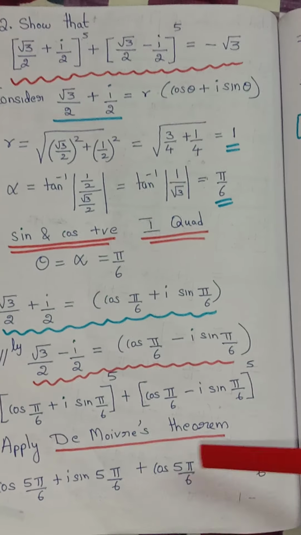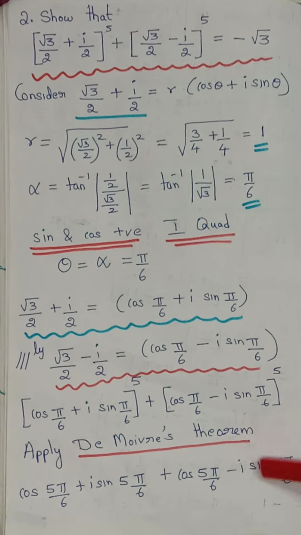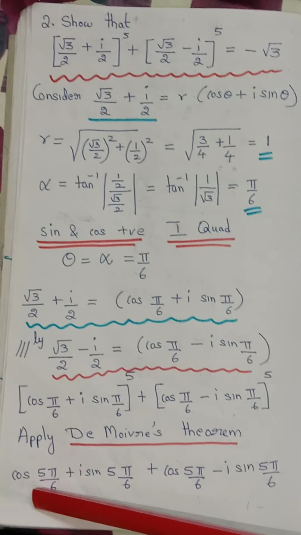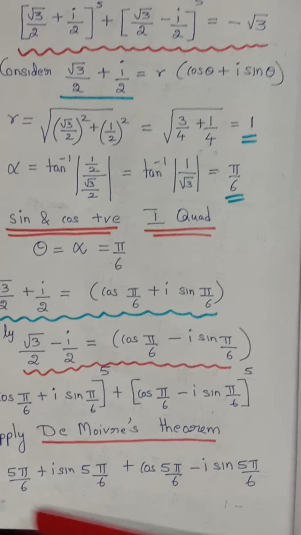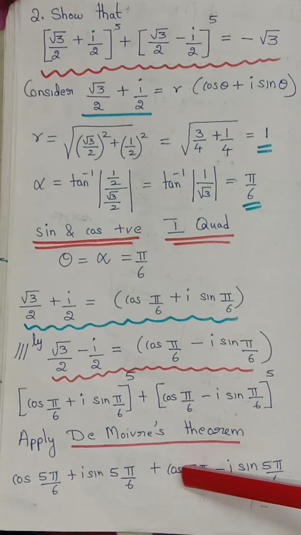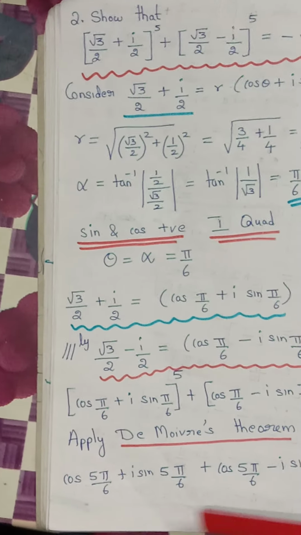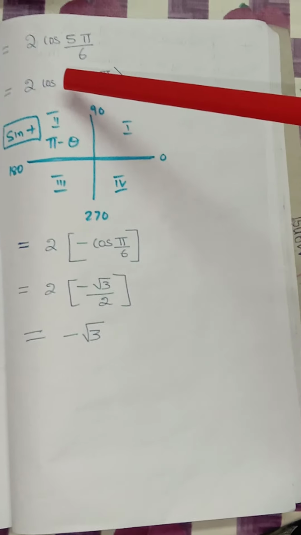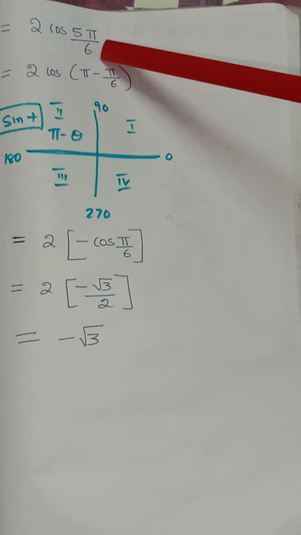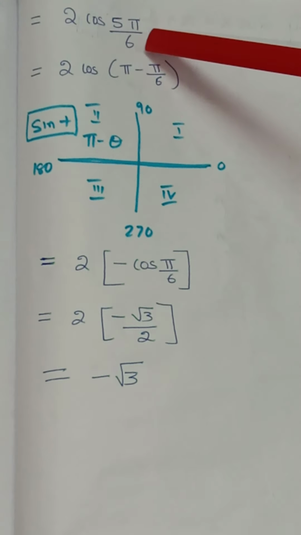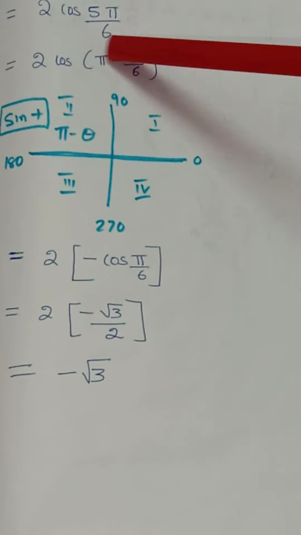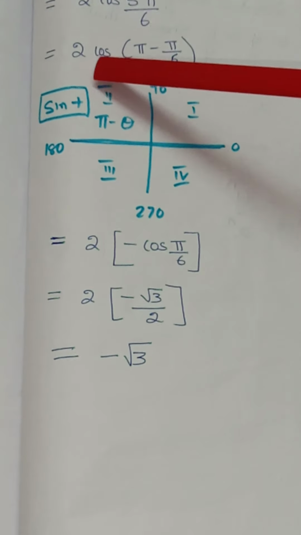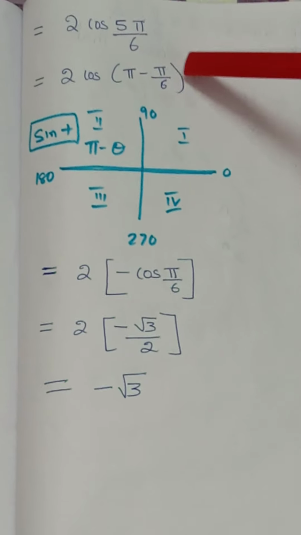After you write this step, you can see plus i sin 5 pi by 6 minus i sin 5 pi by 6 gets cancelled. Only this term and this term will be remaining. That is cos 5 pi by 6 and again cos 5 pi by 6. So when we add both, what we will have? 2 cos 5 pi by 6. So this is our answer. But we have to find out the value for this. For that, I am splitting this 5 pi by 6 as 2 cos of pi minus pi by 6.